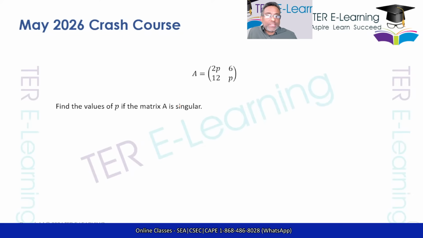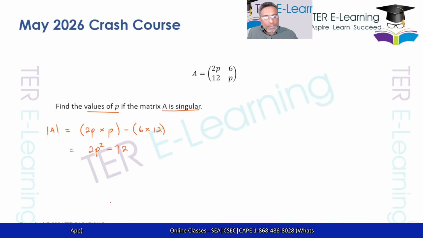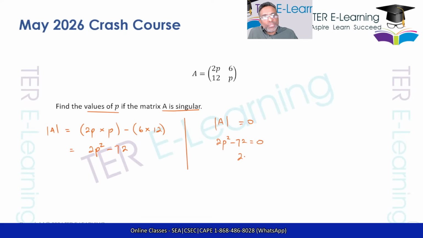So we have a next kind of question here where they can ask you to find the values of p for which a matrix is singular. So again, let's work out the determinant of A. That's going to be 2p multiplied by p minus 6 multiplied by 12. So this is going to be 2p squared minus 72. So that's your determinant of A. Now remember, for a singular matrix, your determinant is equal to 0. So we will write 2p squared minus 72 is equal to 0. So we're going to solve for p here. 2p squared is equal to 72.